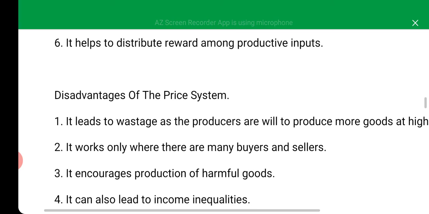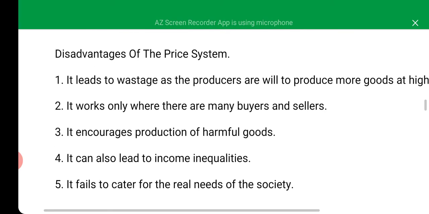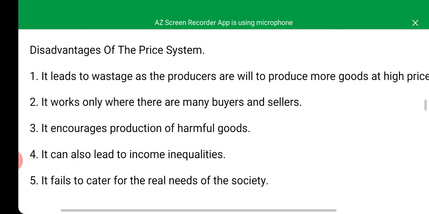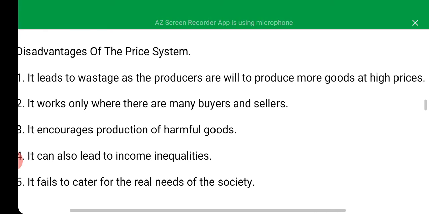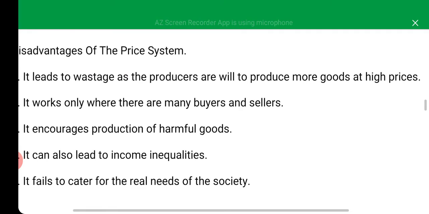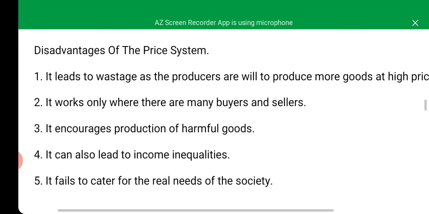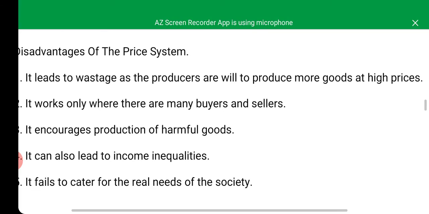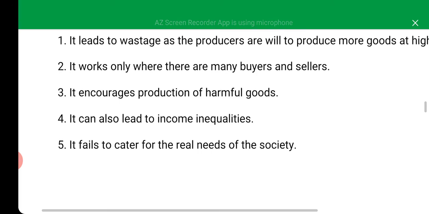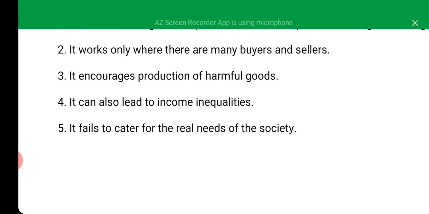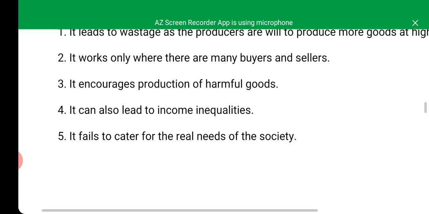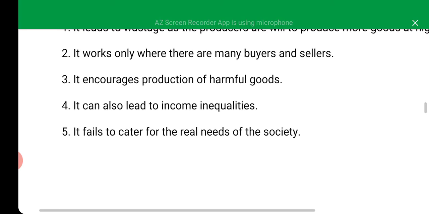What are its disadvantages? It leads to wastage, as producers are to produce more goods at higher prices. Then it works only where there are many buyers and sellers. If there are few buyers and sellers, it means the price system cannot work. It encourages production of harmful goods, because quality will not be there if the price fixed is not suitable for the producer.